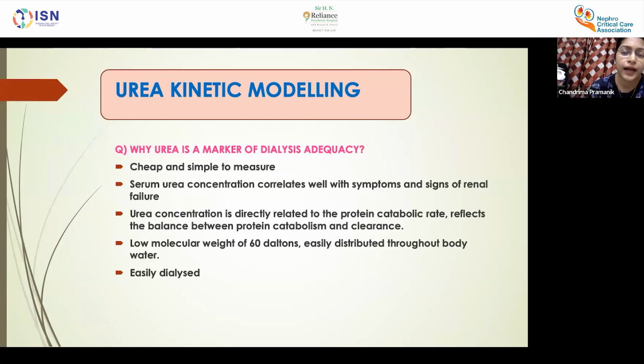There is an entity called urea kinetic modeling. Why we consider urea as a marker of dialysis is, one, it is a very low molecular weight substance. Its molecular weight is only 60 Daltons. It is easily distributed throughout the body water. Second, it is cheap and simple to measure. Serum urea concentration has been found to correlate well with symptoms and signs of renal failure. Urea concentration is also directly related to the protein catabolic rate, and it represents the balance between protein catabolism and clearance. And lastly, it is easily dialyzed.